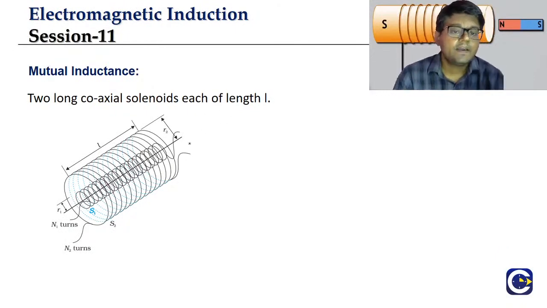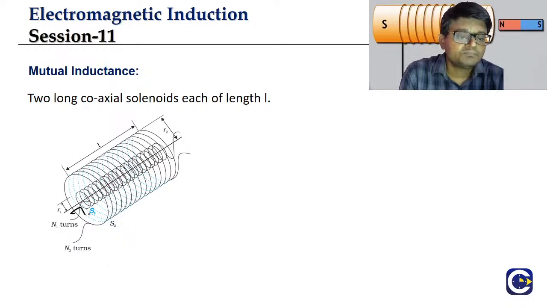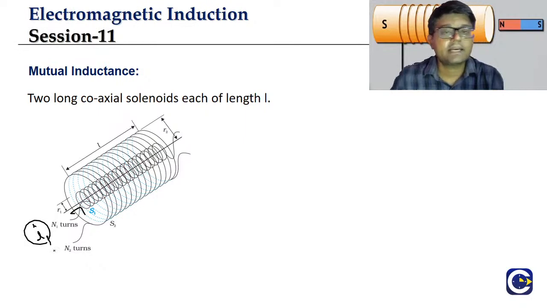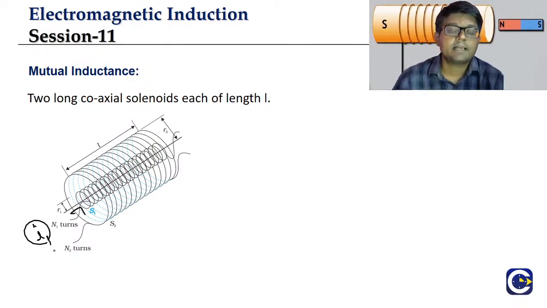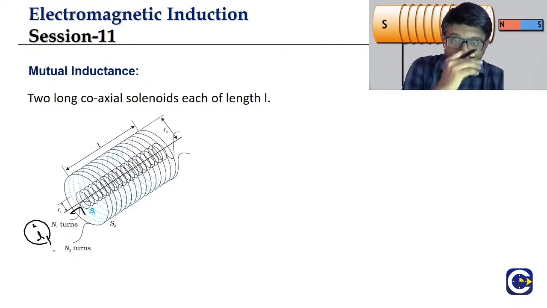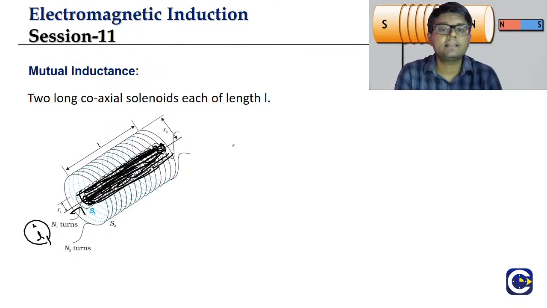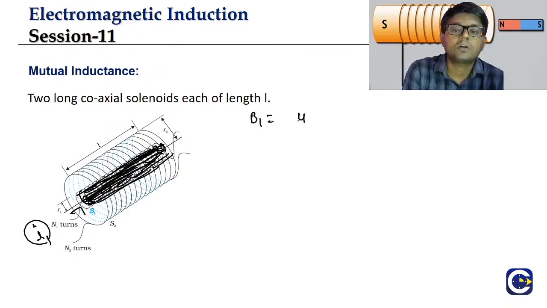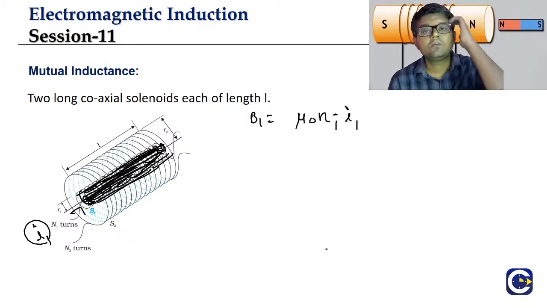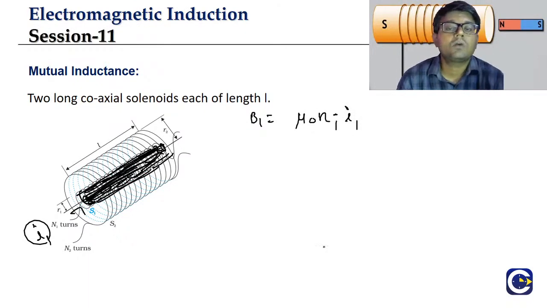What is the first case? This is coil 1, the inner coil, and we pass a current I1. When you pass current I1, inside the core of the inner coil there will be a magnetic field created. What is the value of the magnetic field? B1 is equal to mu naught into n1 into I1.